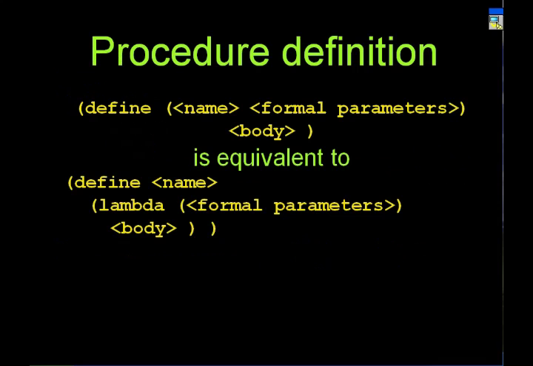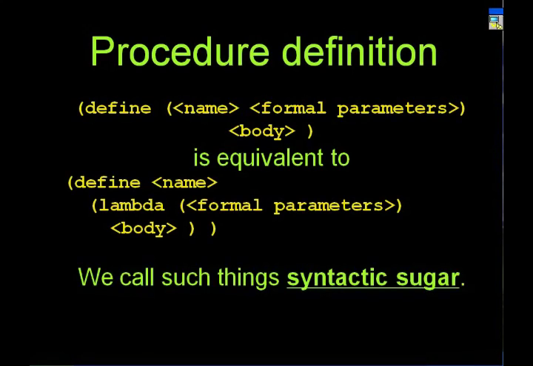It turns out that what I told you just now is the following. This is where it gets a little dicey, and people get kind of confused. What we said just now, define name, form parameters, body, is equivalent to define name, lambda, form parameters, body. This is true, and we call it syntactic sugar. It turns out that the form that we actually run is the second form, which is the following.